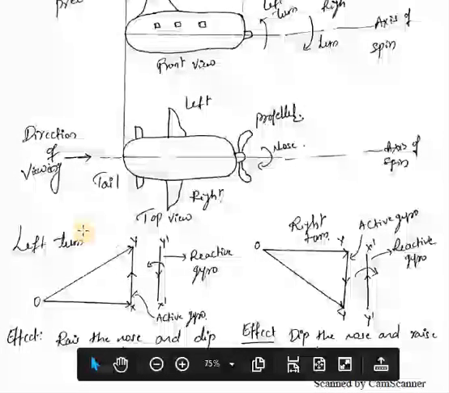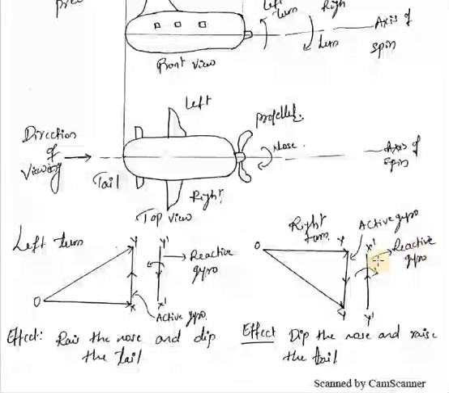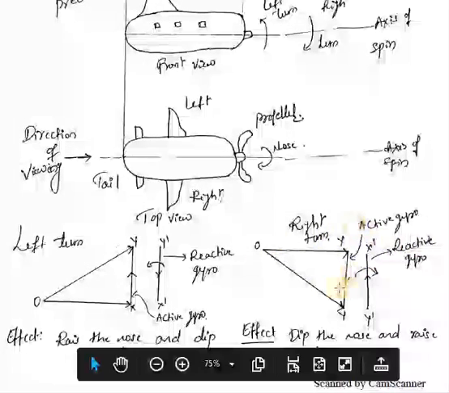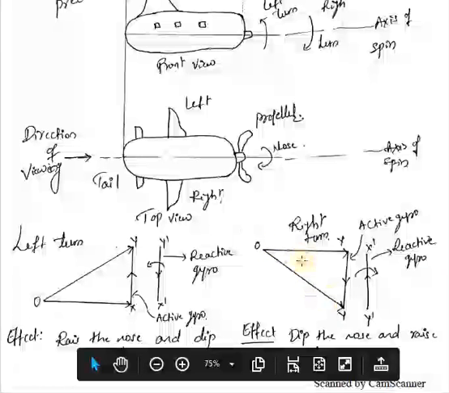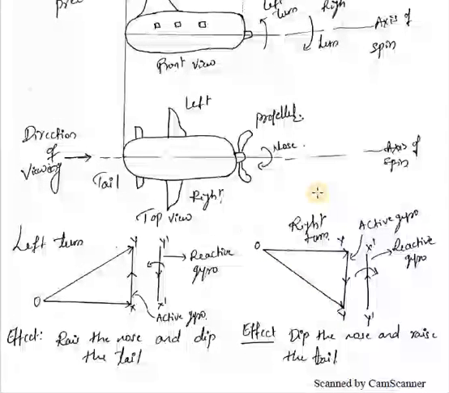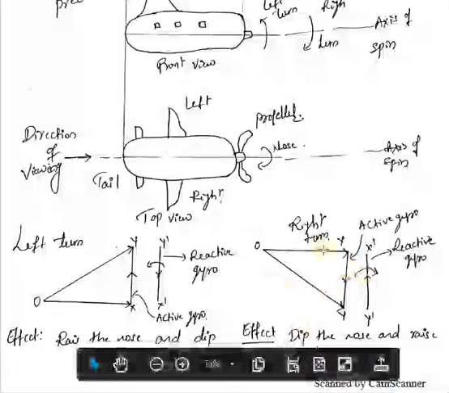But if it takes a right turn instead of left, your angular momentum vector will be like this. Here this is the initial condition and this is the final one. So in that case, it will dip the nose and raise the tail. So that is the effect.